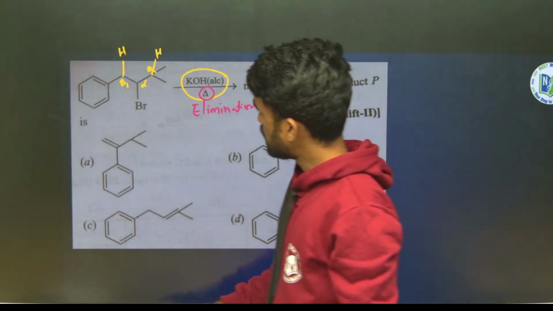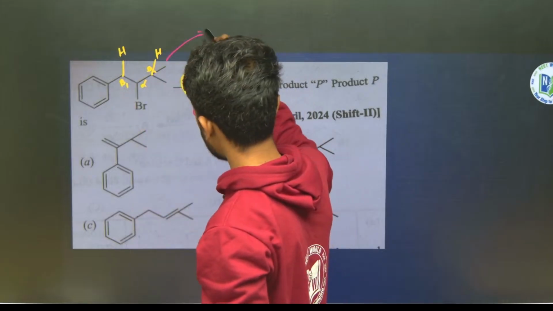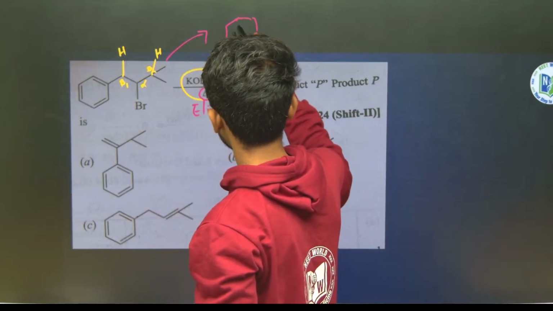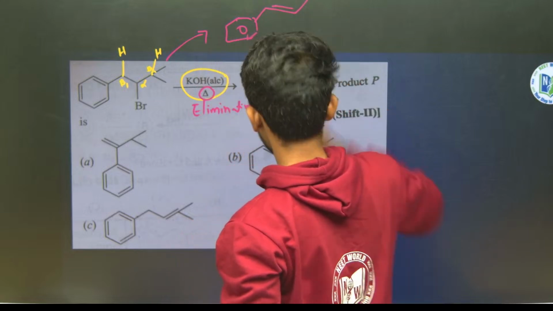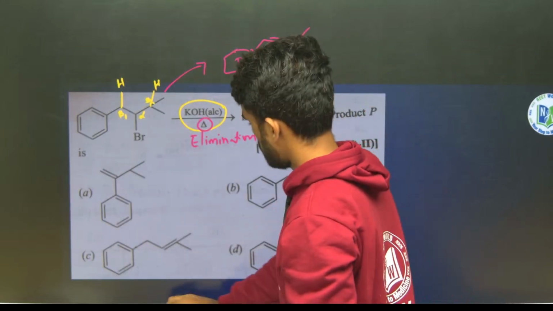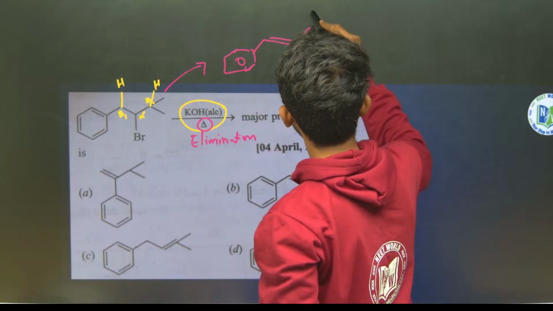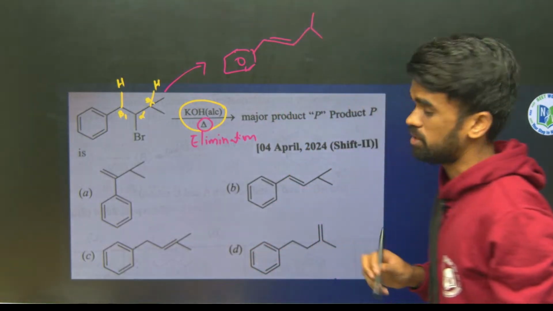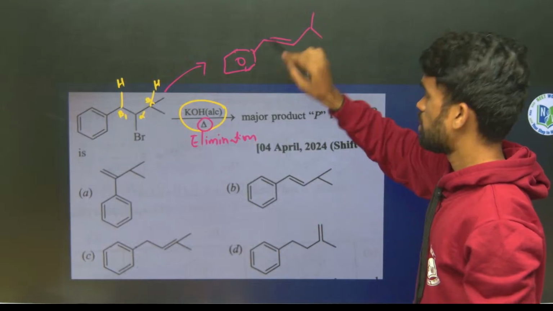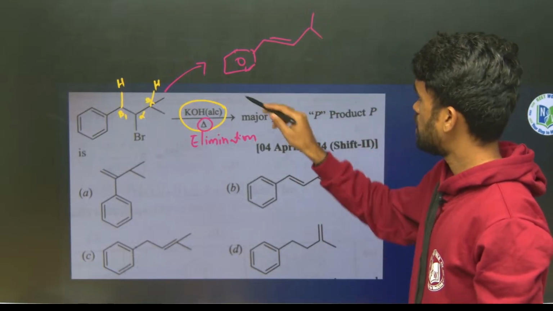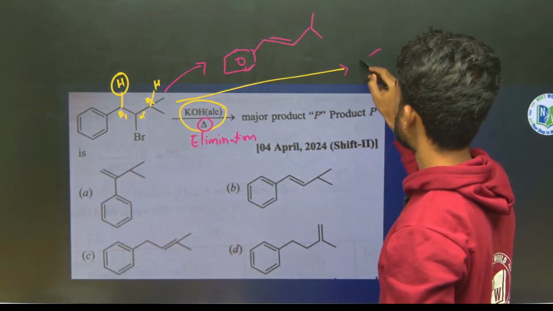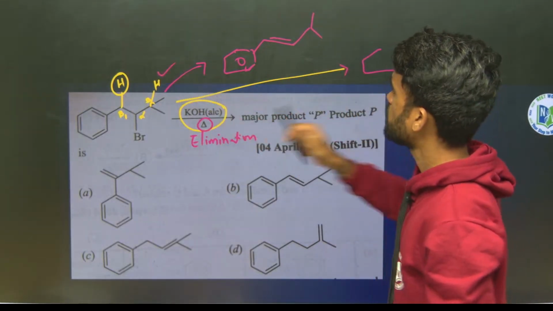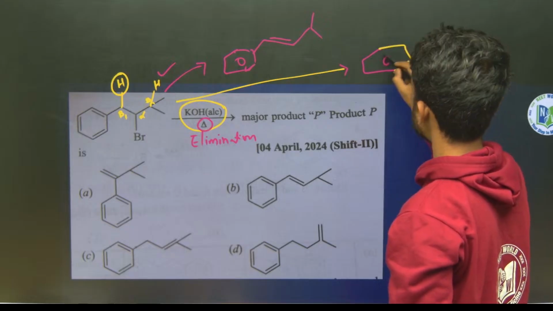See here, if I remove this beta 1 proton, we will get a product like this, and along with that here it is like this. So this is the product possible as one type if I remove this proton, and for the second type I can remove the proton on this side, and I can get a product like this.